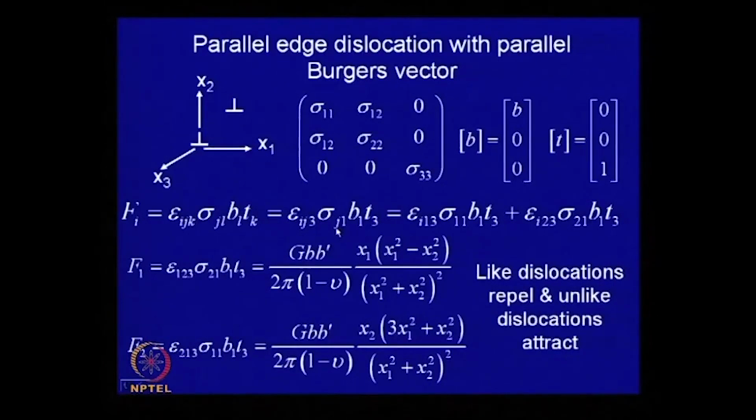Now, can it have value 3? If you put sigma 3 1, look at this table here, sigma 3 1, it is 0. So, it cannot have value 3. But it can have value 1. So, j can have value 1, this is sigma 1 1. So, you have two possibilities, sigma 1 1 and sigma 2 1, which is substituted here.